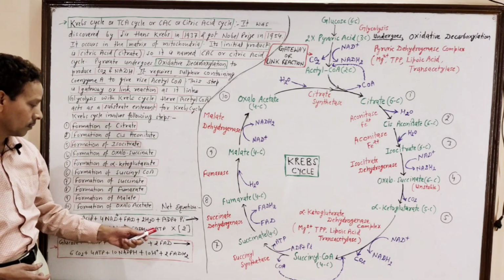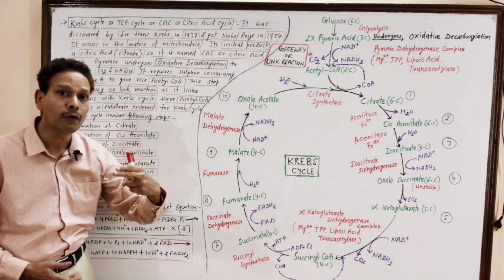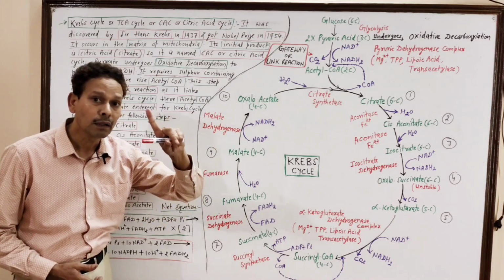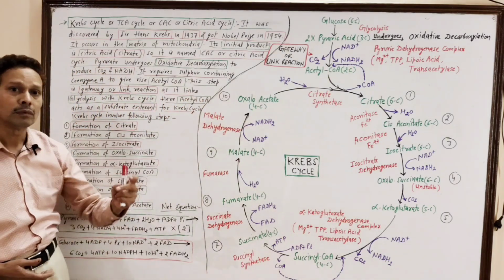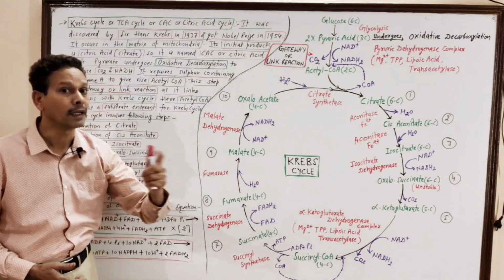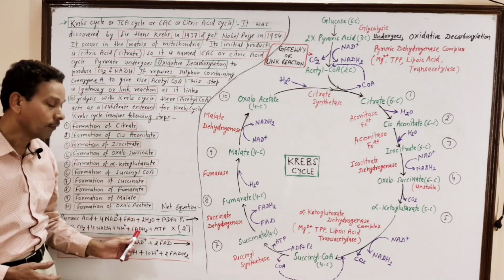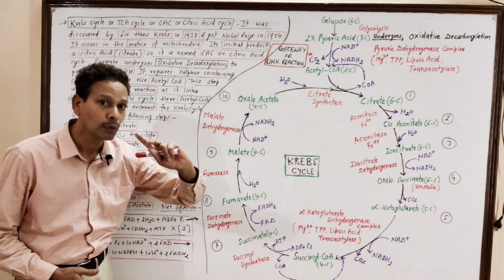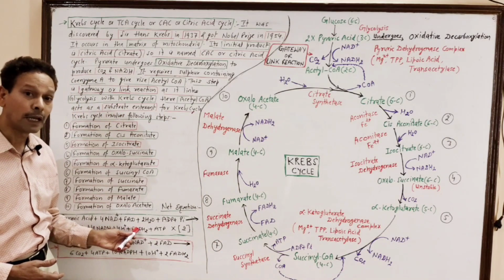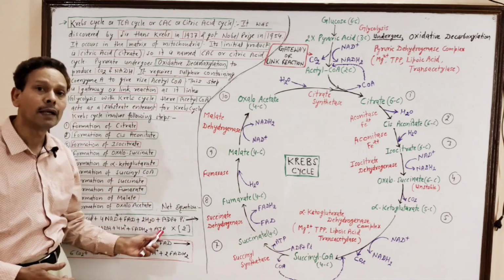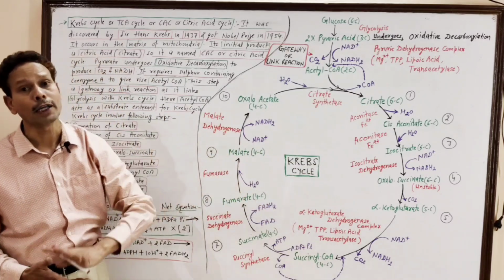FADH2 plus ATP. 4 NADH means 4 into 1 NADH equivalent to 3 ATP. 4 into 3, 12 ATP. 1 FADH2 equivalent to 2 ATP. 12 plus 2, 14, 1 direct, 15. Each Krebs cycle yields 15 ATP molecules.